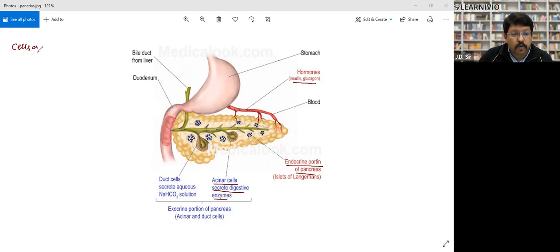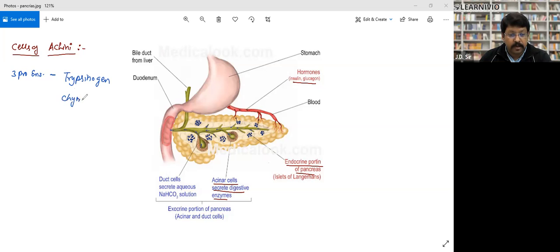Cells of acini are actually the enzyme secreting part, means they have the exocrine function. There are certain proenzymes, means inactive enzymes. There are 3 proenzymes. What are those proenzymes secreted by cells of acini? The first one is trypsinogen, right? The second one is chymotrypsinogen. Both are responsible for digestion of protein.